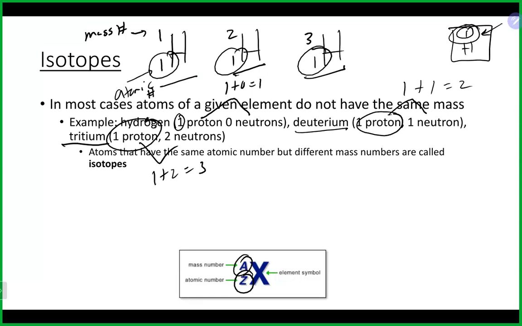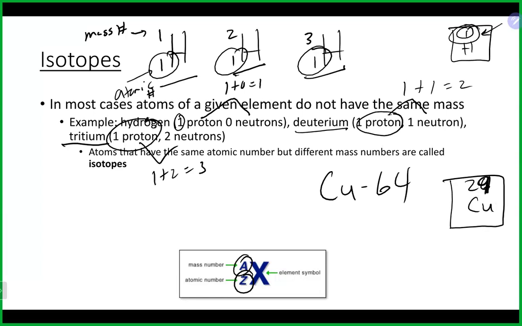Now, sometimes isotopes are written like this, say copper-64. So the 64, is that the atomic number? Is that the mass number? By the way, if I go to the periodic table, this is what I see for copper. I see 29, maybe. That's what I see there. Oh, you see a 29 there.